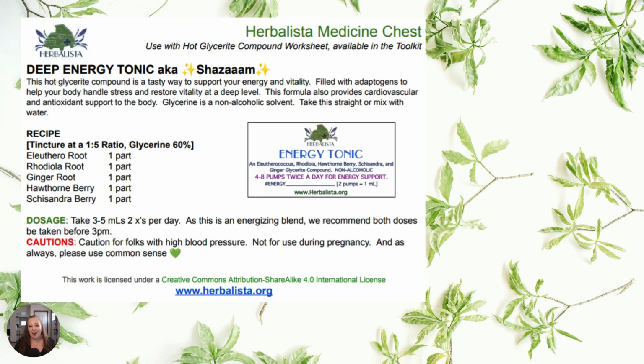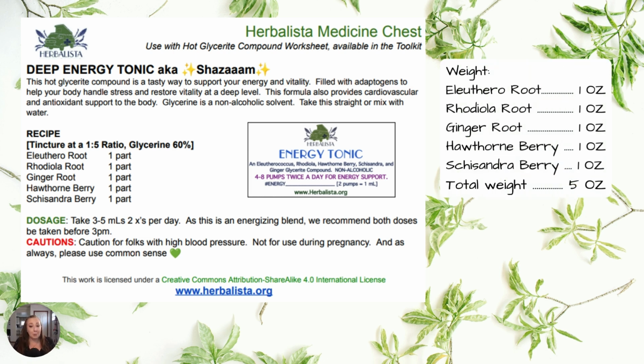All right, so our next example is from Herbalista again, and this is for a deep energy tonic. So this time we are finding our tincture ratio, which is 1:5, but this one says it's going to be using 60% glycerin. So first, we are going to figure out how many herbs we need. So eleuthero root, we would use 1 ounce. Rhodiola root, 1 ounce. Ginger root, 1 ounce. Hawthorn berry, 1 ounce. And Schisandra berry, 1 ounce, which gives us a total weight of 5 ounces.